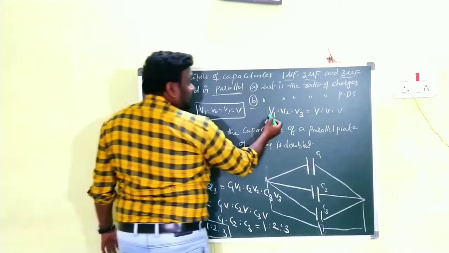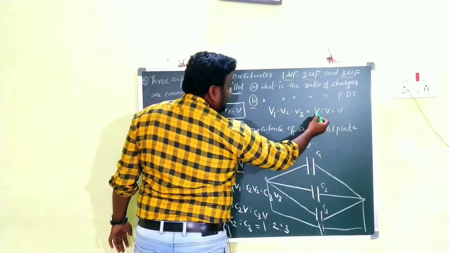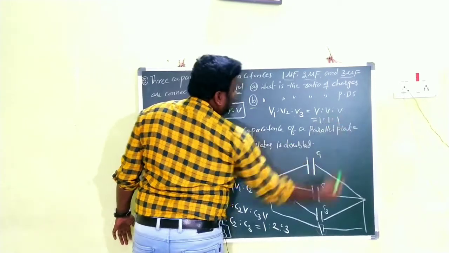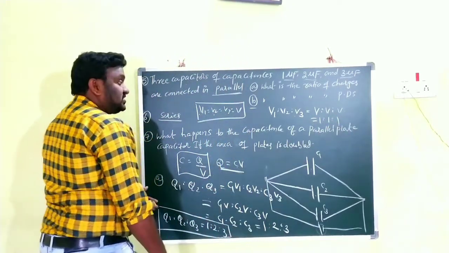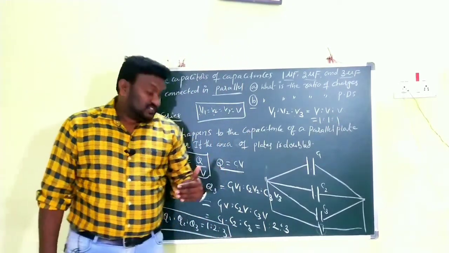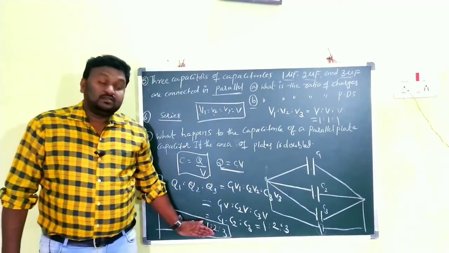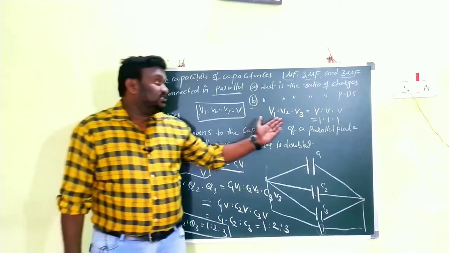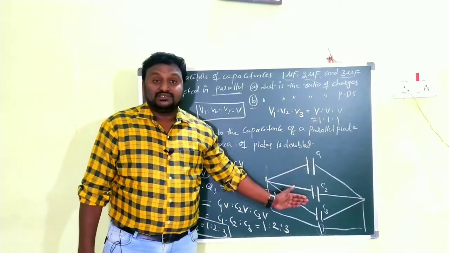That means V1 is to V2 is to V3 means what? V is to V is to V. That means 1 is to 1 is to 1. So this is, children, the ratio of charges in parallel combination of 3 capacitors, and this is the ratio of potential differences in parallel combination.